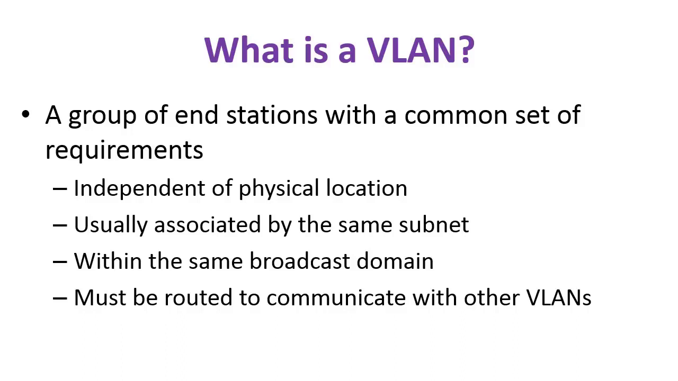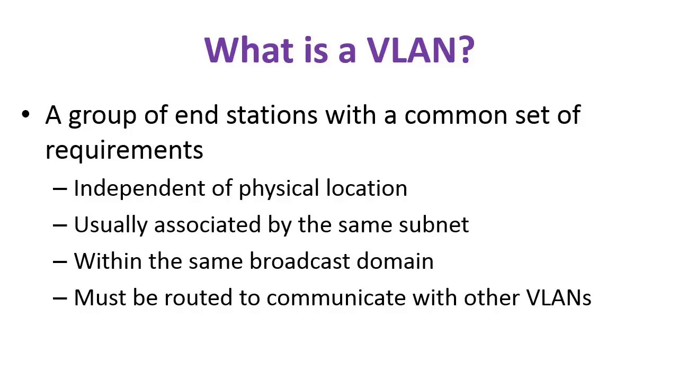VLANs are usually associated with the same subnet, so normally devices on a VLAN are sharing the same subnet. And with this in mind, they're sharing the same broadcast domain. That is the norm. And then VLANs must be routed to communicate with other VLANs. So it is a true layer 2 segment. A VLAN is not going to be able to communicate with another VLAN unless it is passed through a layer 3 device which can route it.